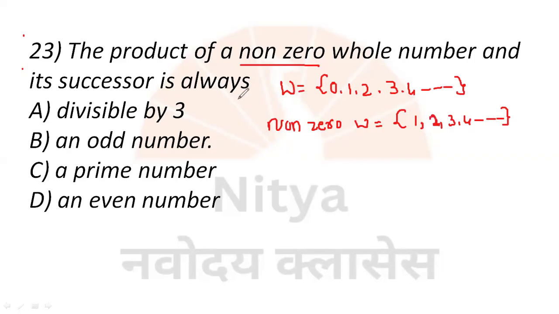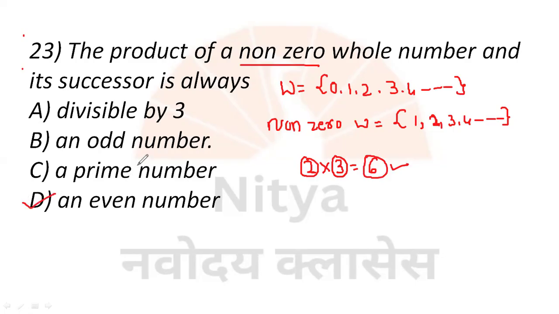So the question is the product of a non-zero whole number and its successor is. So you can take a non-zero whole number, that is 2. If you take a 2, its successor means the immediate next number. So 2's next number is 3. So 2 3's are 6. See here, when we multiply the non-zero whole number and the successor, we get the even number. So option is D, an even number.